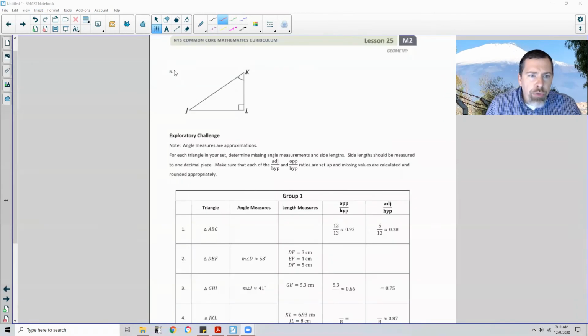Okay, page 2, diagram 6. We're doing the same thing we did on the prior page. There's the angle, there's the right angle. The side opposite the right angle is the hypotenuse. The side opposite angle K is opposite. And the side that is used to make or form that angle is the adjacent. So there we have it.